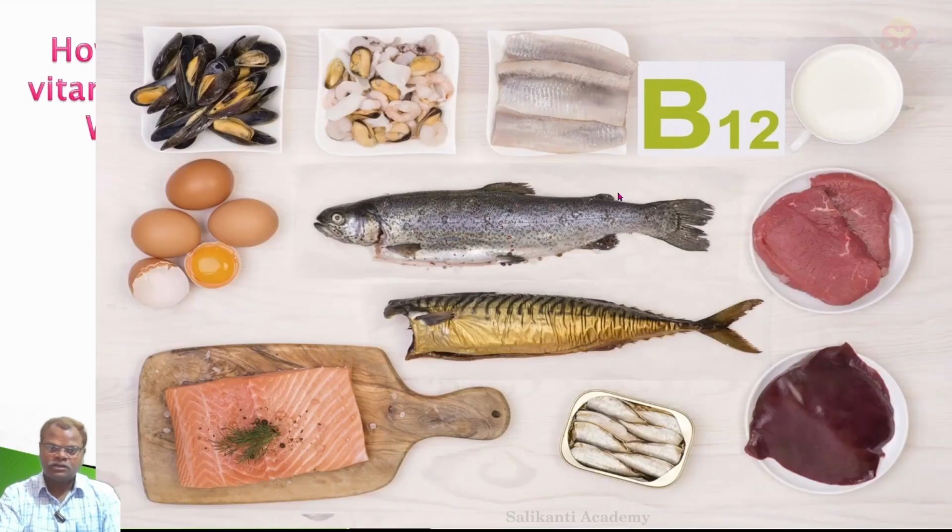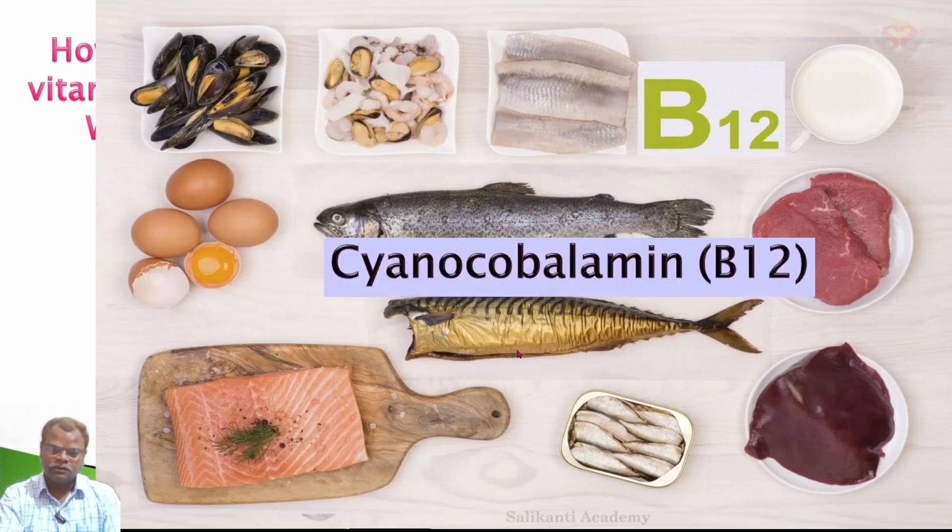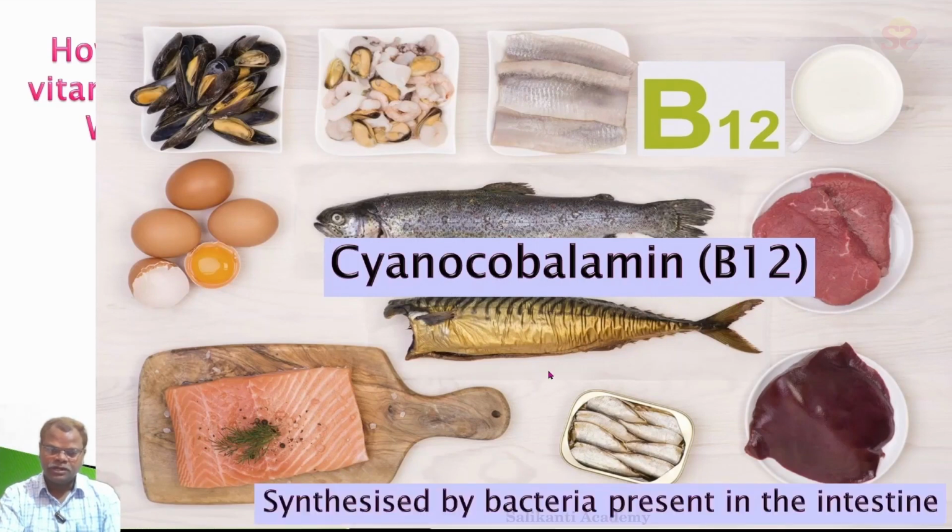These are the sources of vitamin B12. Vitamin B12 does not occur in dietary foods. The chemical name of vitamin B12 is cyanocobalamin. We get the major part of vitamin B12 from bacteria, synthesized by bacteria present in the intestine.